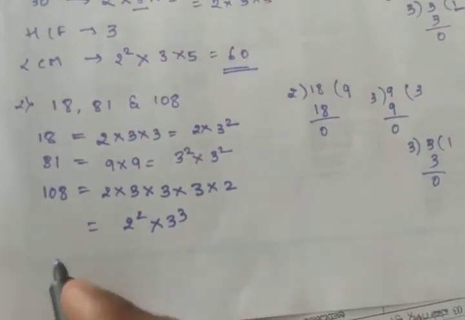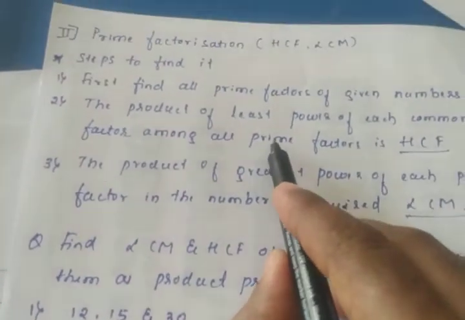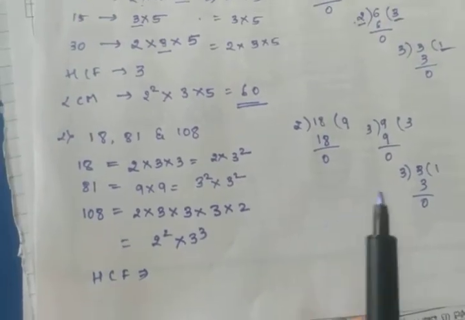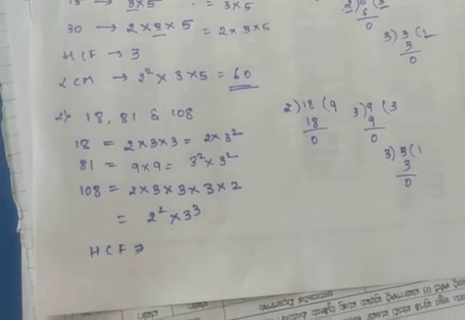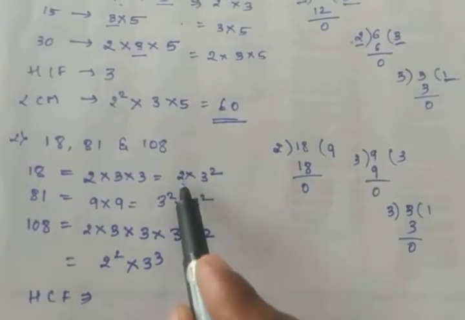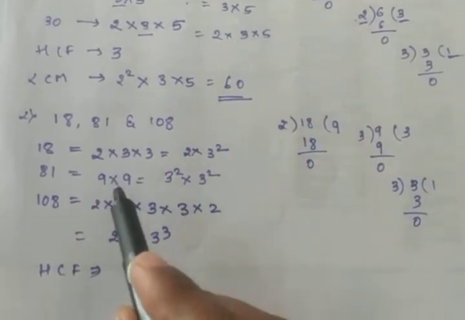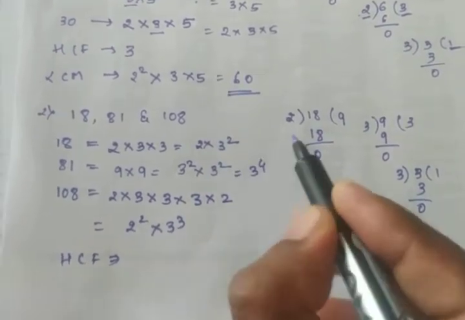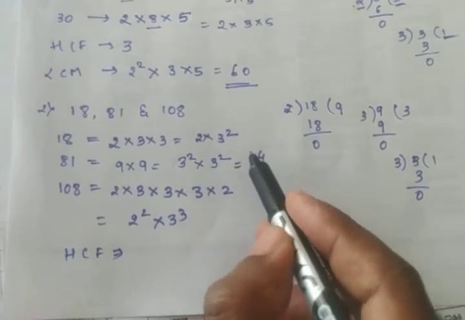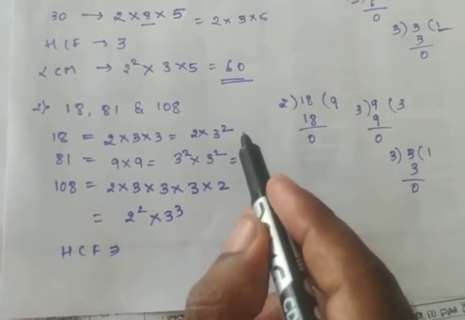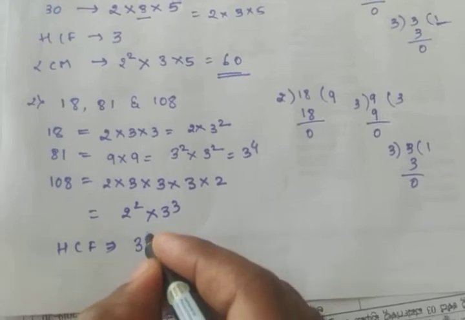Then how to find the HCF? The HCF is the least power of each common factor. So here, 2 is not a common factor in 81, so we leave it. Here we have 3 square, here we have 3 raised to 4, here we have 3 cube. So the least power of the common factor is 3 raised to 2.